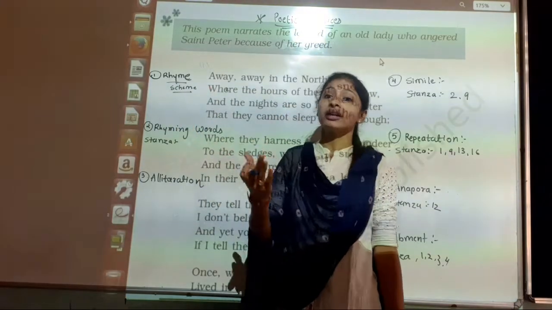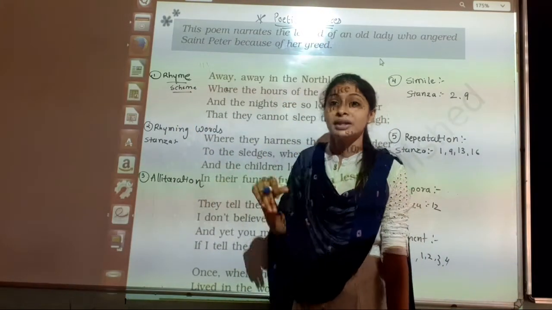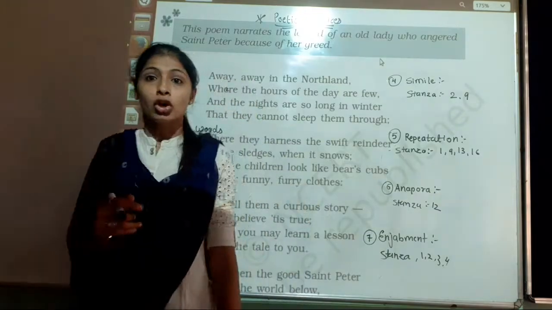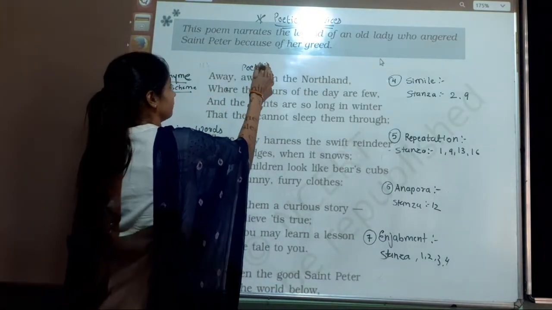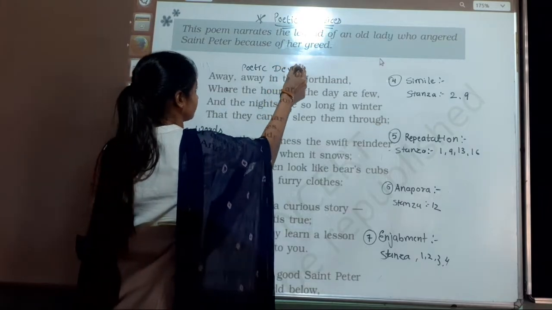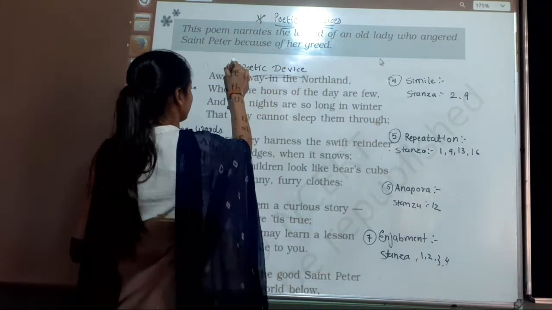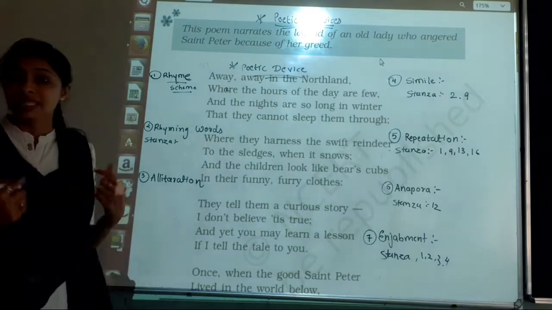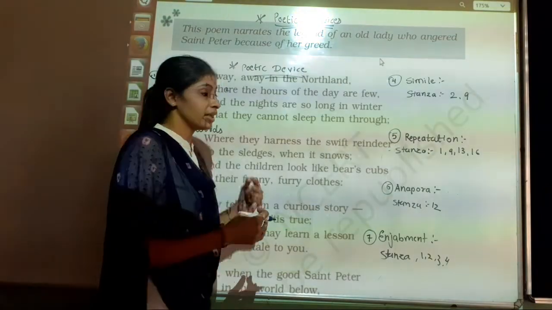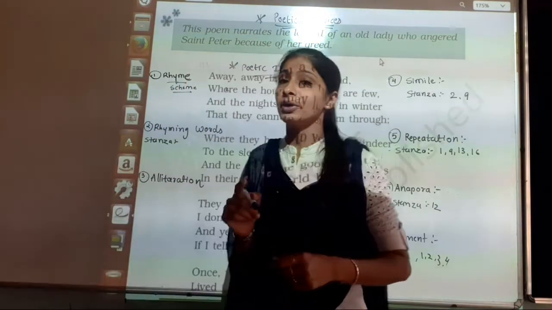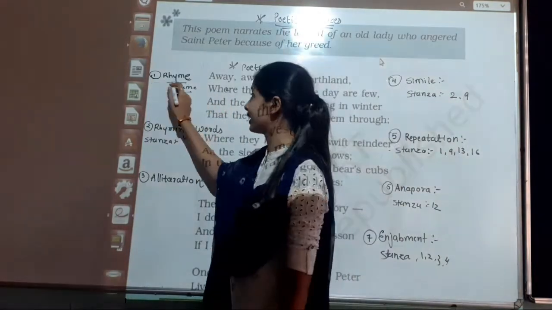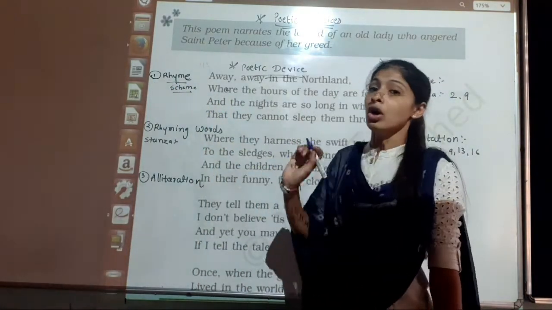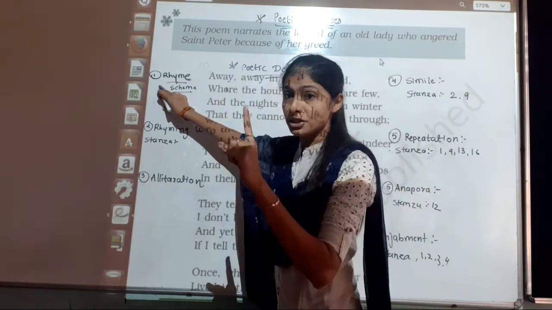Which type of figures of speech are used in this poem? You will write the title poetic devices there. Then we will discuss which type of poetic devices are used. So the first point you will write is the rhyme scheme.